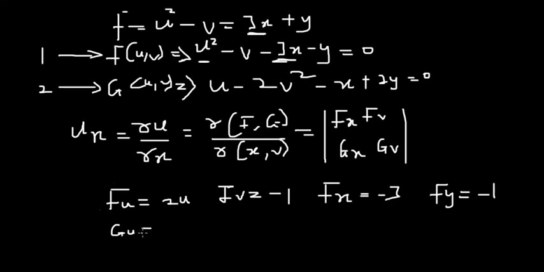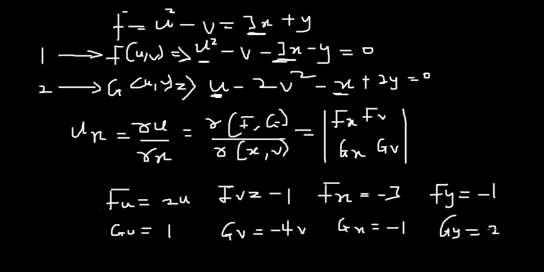Let's do that for g. For G of u, partially differentiate this, and you end up with 1. Let's look at G of v. When you partially differentiate G of v, you end up with -4v. And let's look at G of x. For G of x, you end up with -1. And for G of y, you end up with +2. So you see how simple this is.